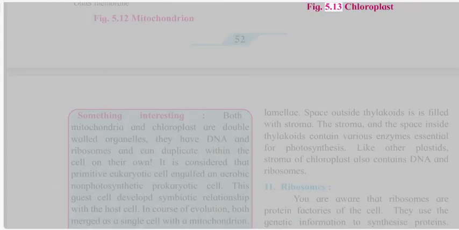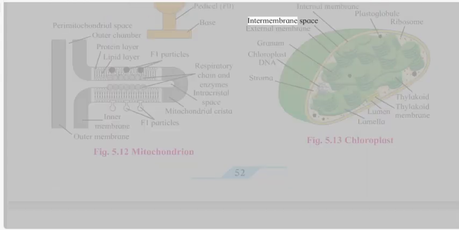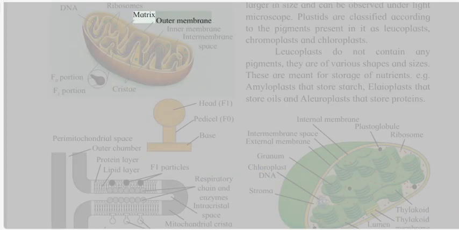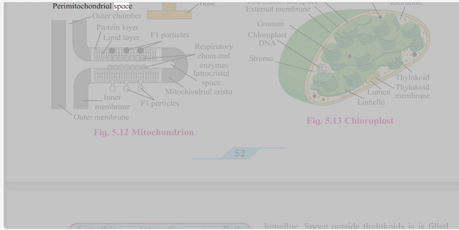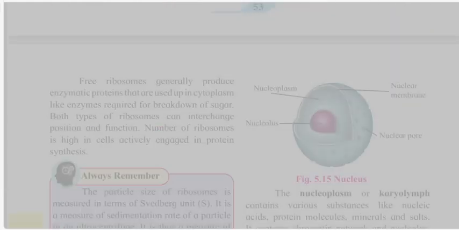Fig. 5.13 Chloroplast. Internal membrane, intermembrane space, external membrane, granum, chloroplast DNA, stroma, plastoglobule, ribosome, thylakoid membrane, lumen, lamella. DNA, ribosomes, matrix, outer membrane, inner membrane, intermembrane space, cristae, F0 portion, F1 portion head F1, pedicel F0, base, outer chamber, intracristal space, protein layer, lipid layer, F1 particles, respiratory chain and enzymes, mitochondrial crista, inner membrane, outer membrane, perimitochondrial space, F1 particles. 53.